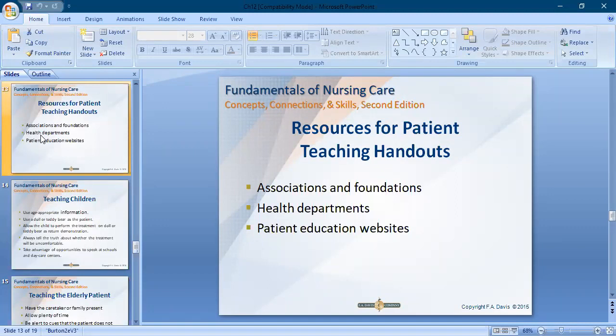And also some health departments have a good website and good information and a phone number they can contact, and also increase their knowledge about the disease, right? And another thing is patient education websites. There are so many websites, but we have to find some good materials, a good website that is really helpful for my patient, nothing fake.